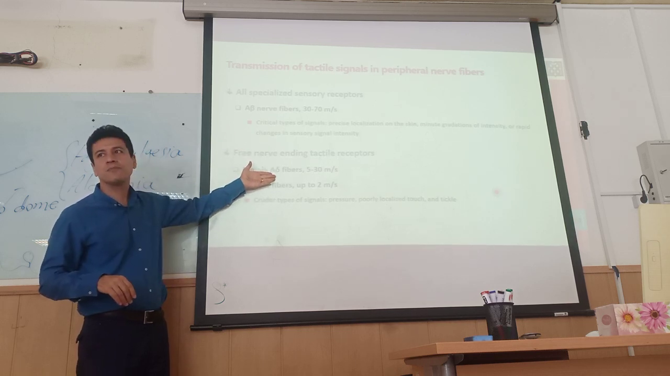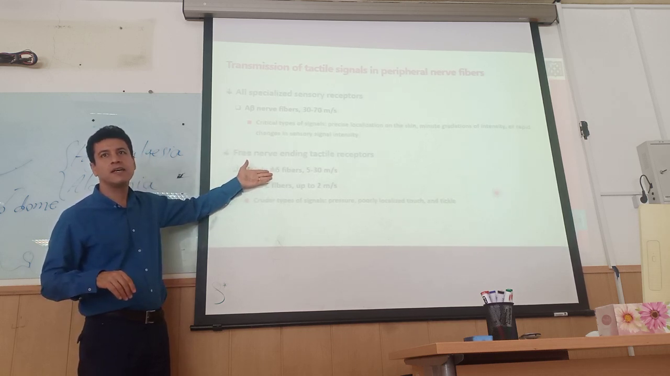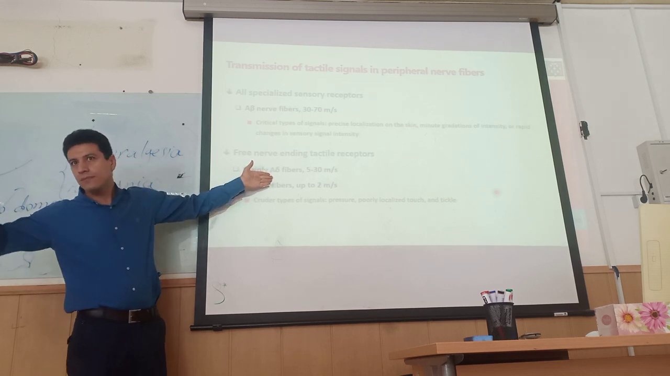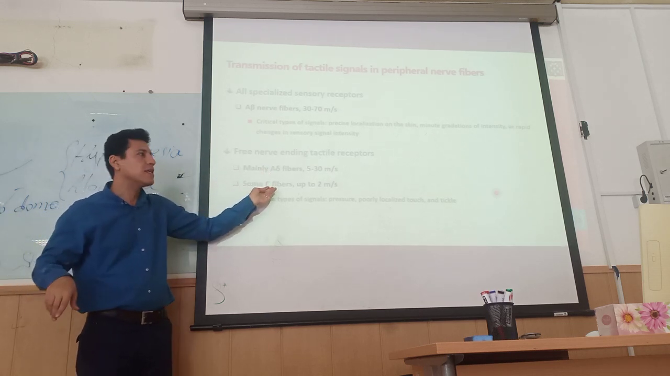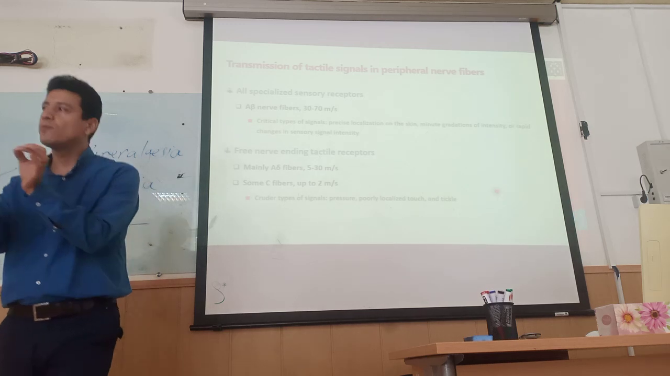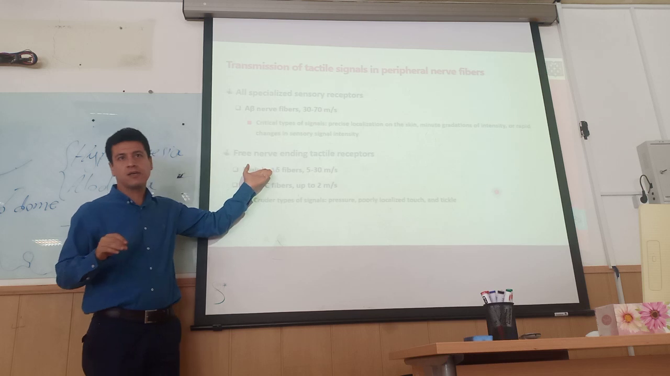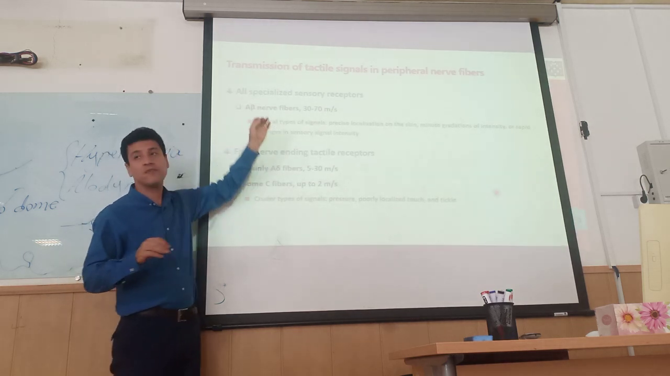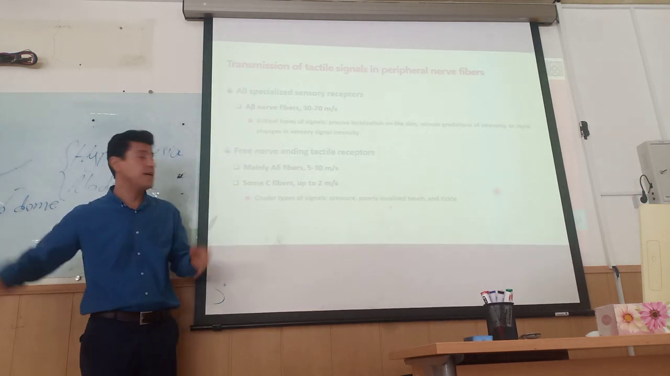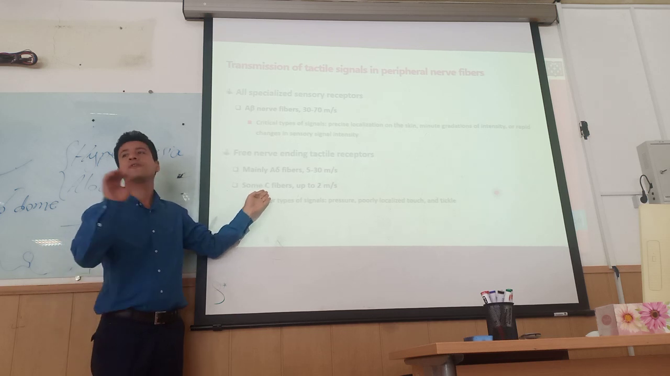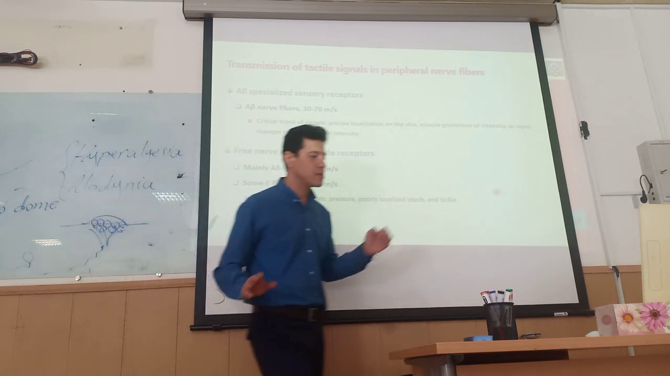The type of action potential conduction here is saltatory, remember? But in C fibers, we have point-to-point action potential conduction. So the transmission in A delta fiber and also in A beta fiber is saltatory, it's very fast, but in C fiber it is point-to-point, so it's slow.